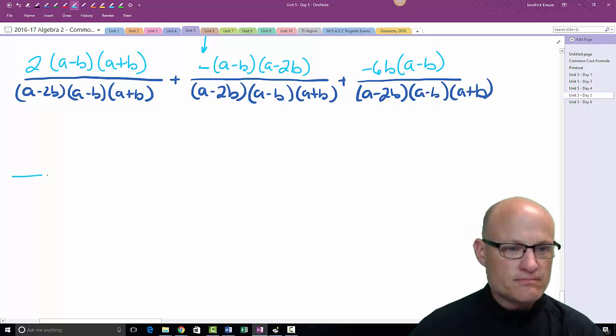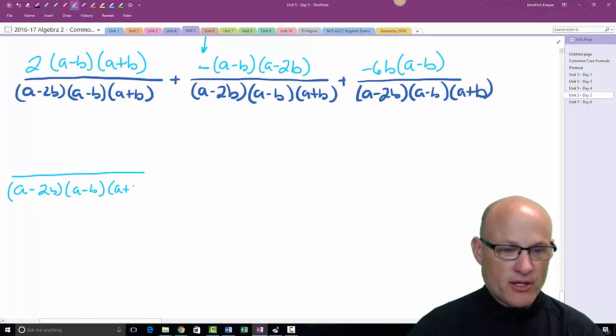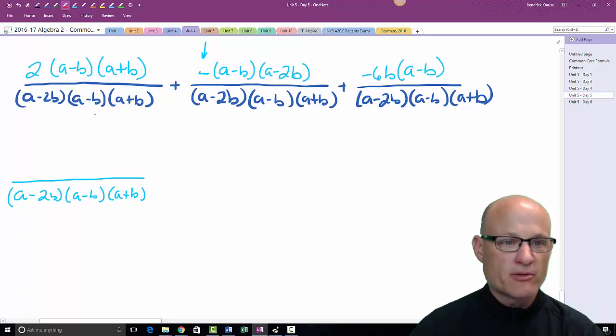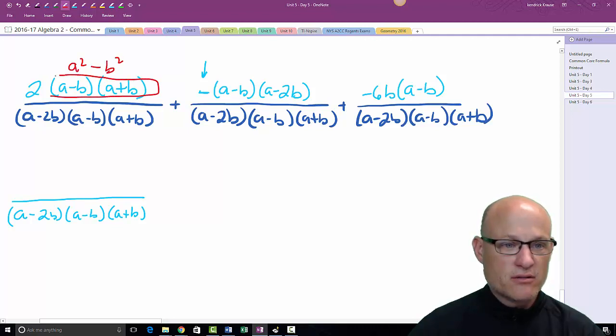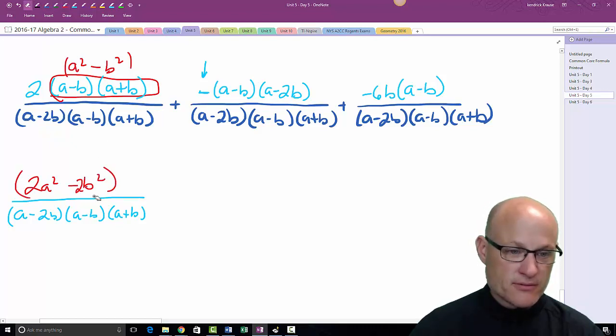So, a minus 2b, a minus b, a plus b. This one's new numerator is going to be, whoa, let's back up the crazy train here. So let me double distribute this. I get a squared minus b squared. Isn't that just difference of squares? But I got to multiply by 2. So I get 2a squared minus b squared. Minus 2b squared. Got to distribute that 2. So 2a squared minus 2b squared. I just distributed the 2.